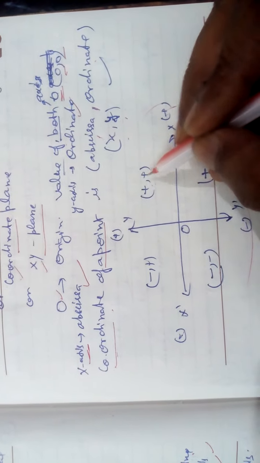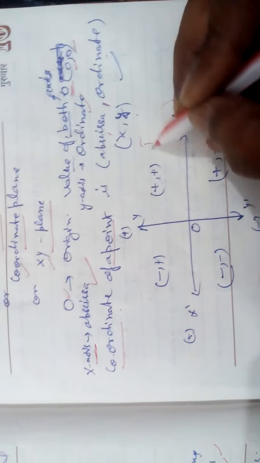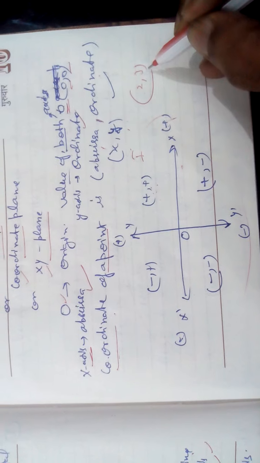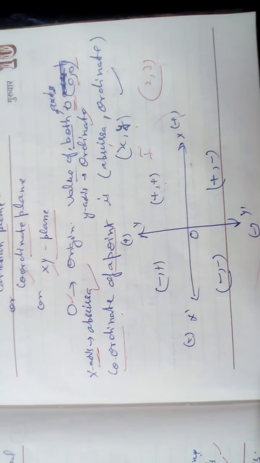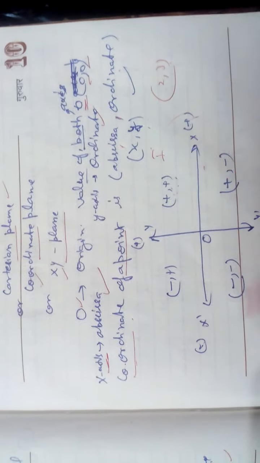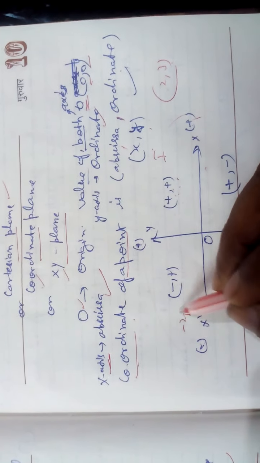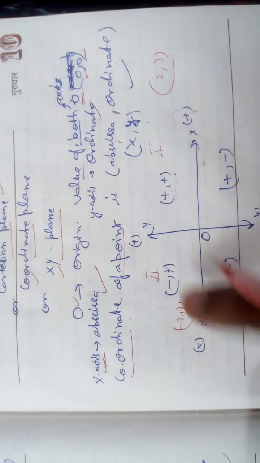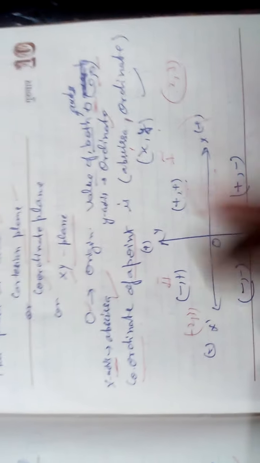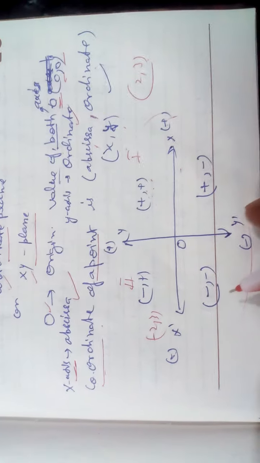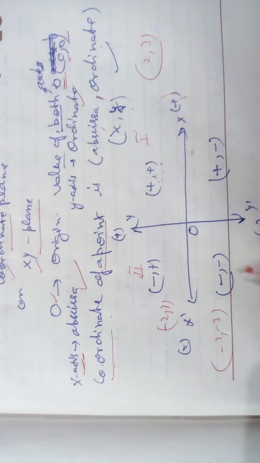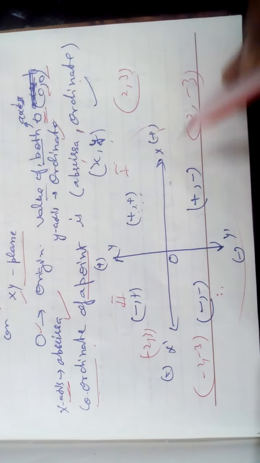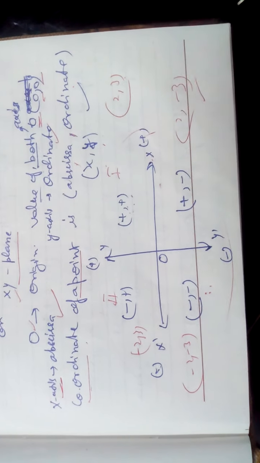Now, if the Cartesian plane is given with x dash, y dash, then the coordinates of any point in the first quadrant will be plus, plus. If the coordinates are given as 2, 3, it means it lies in the first quadrant. If -2, 3 is given, minus plus, it is the second quadrant. In the third quadrant both are negative, so if -2, -3 is given, it lies in the third quadrant. And if 2, -3 is given, x positive, y negative, it lies in the fourth quadrant.